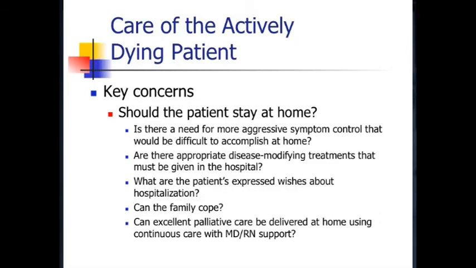Another key concern is, where should the dying take place? So when you recognize that a patient may be entering a phase of active dying, it's not a bad time to ask the question, where should this death happen? And if there's already been a discussion about that, it's time to revisit the discussion. If there hasn't been a discussion about it, it's time to think about it.